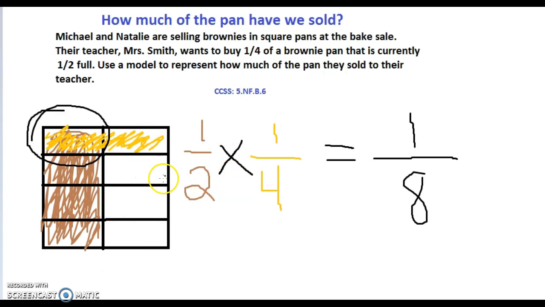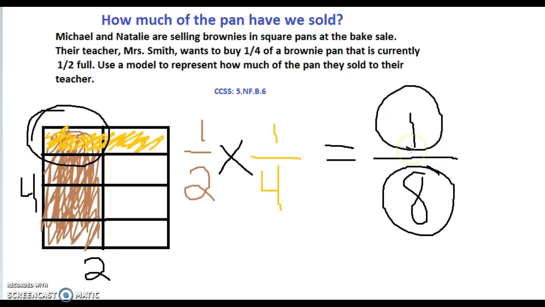So this brownie pan model represents us multiplying our denominators, right? So 2 times 4, and here I have 2, represented down here, 2 at the bottom, and 4 over here. That's my area model. So 2 times 4 gives me my 8 equal pieces. The 1 is my cross section. That represents how much of the pan the teacher gets to take home, which is 1/8.